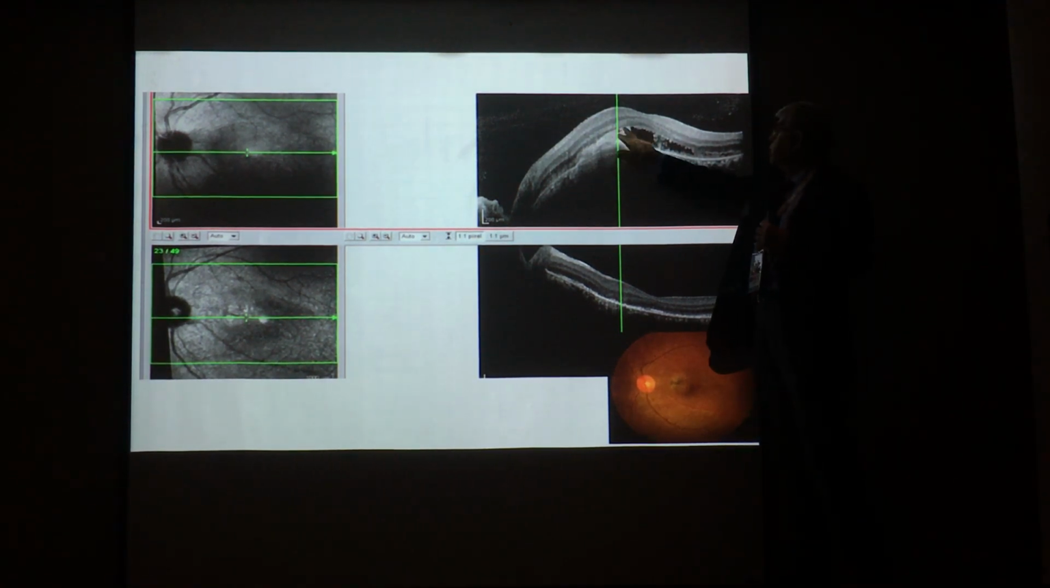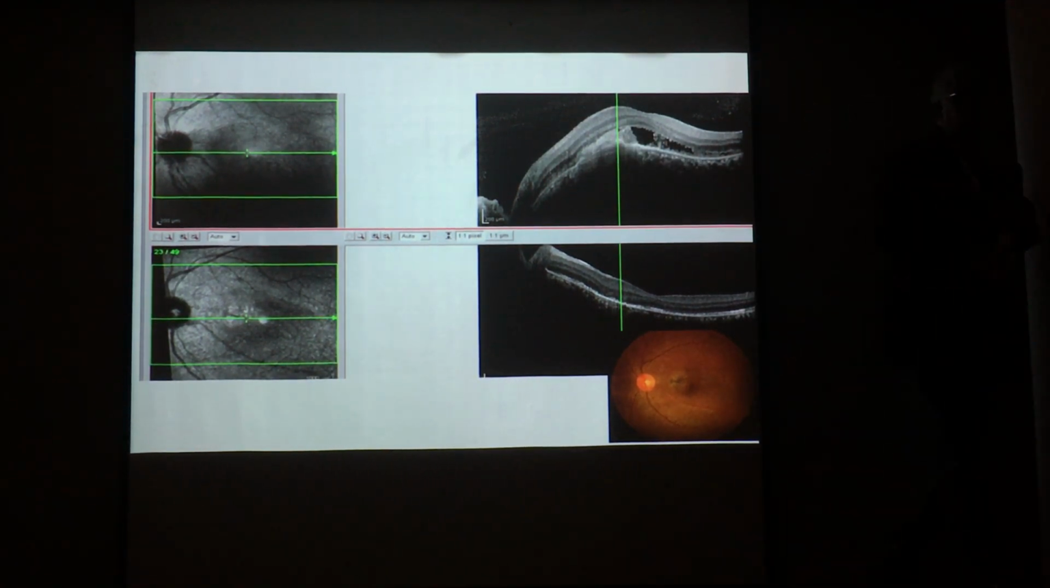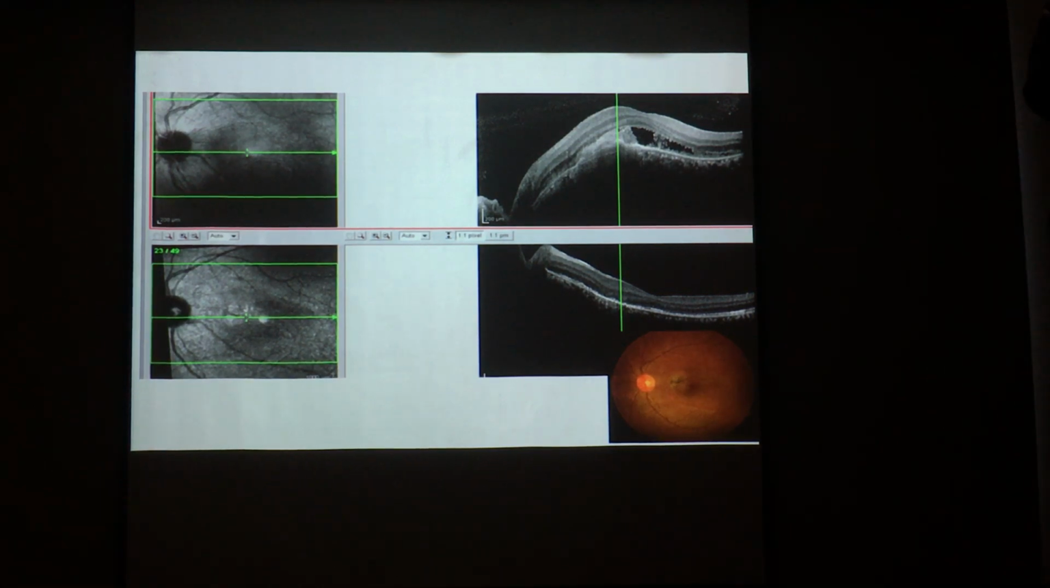It is touching almost the outer plexiform layer there. It's reaching into the retina. So you can follow it up with an OCT scan. So I've told you now the clinical picture, the fluorescein and the OCT, and you can tell the difference.